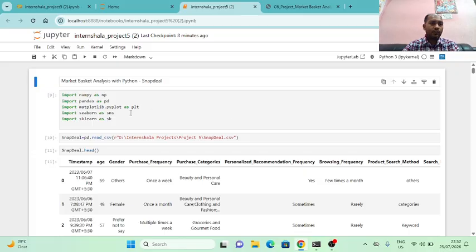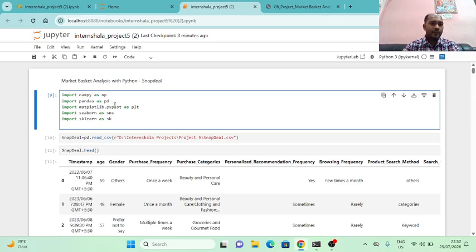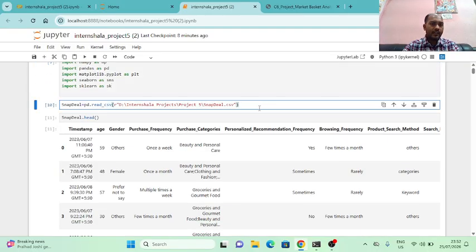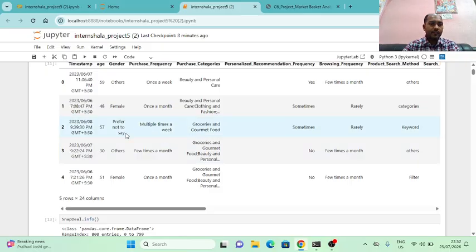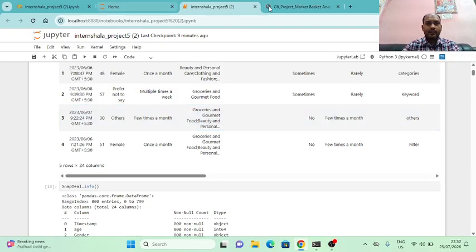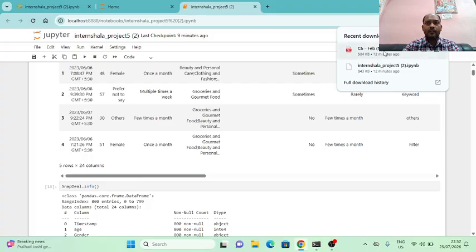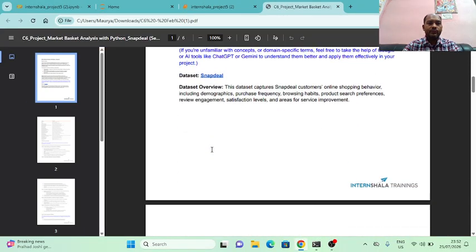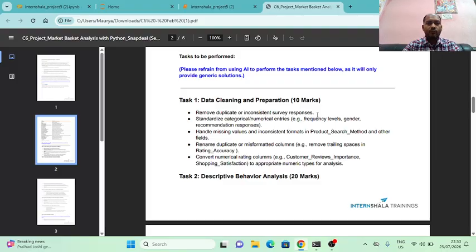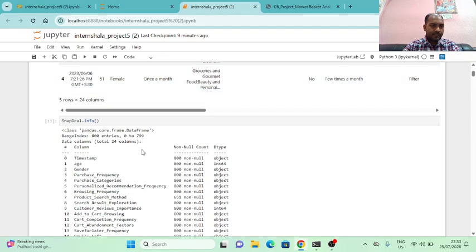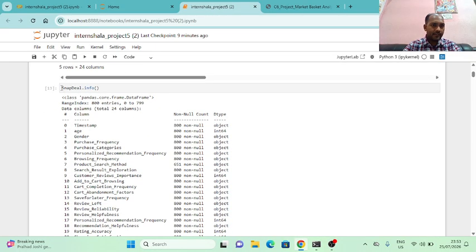First of all, I have imported all the libraries here: NumPy, Pandas, Matplotlib for the graphs, Seaborn for the analysis, and sklearn. Then I have imported the data that is kept in the D drive. This is the data. In our first task I have to clean all the data and find the proper values. First we have to remove the duplicates and standardize the categories. So as per the task, first of all, I have taken the information of this database.